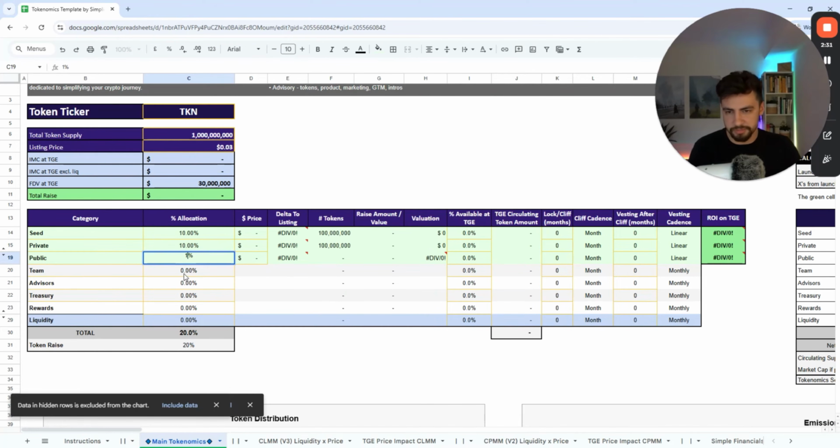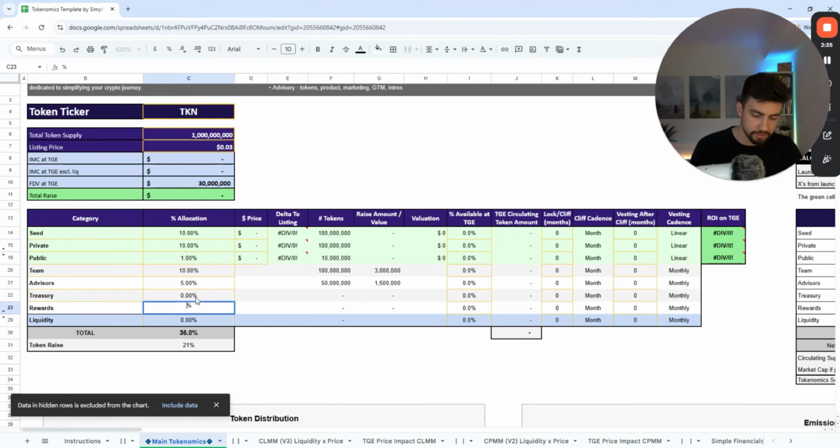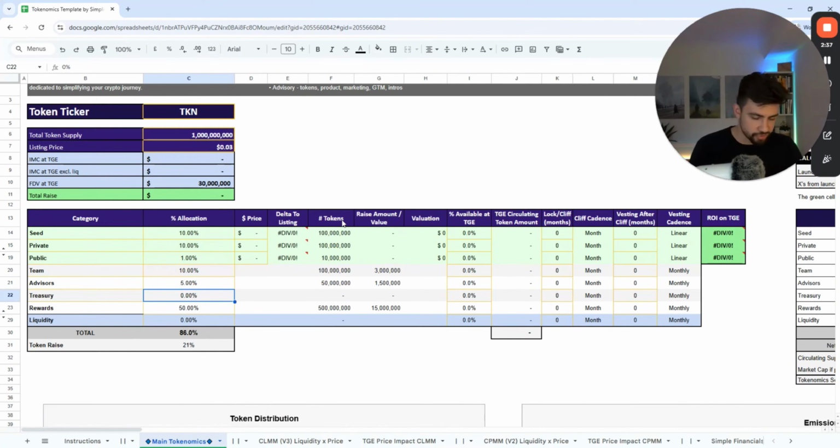Let's say 10%, 10%, 1%, 10%, 5%. Let's make community 50. Let's make treasury 10, and then actually let's make treasury 8. And then the liquidity, let's make it 6.